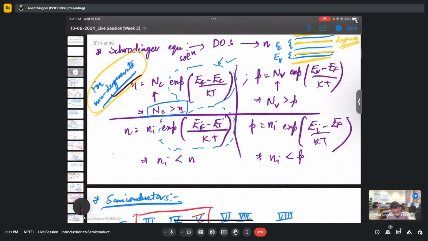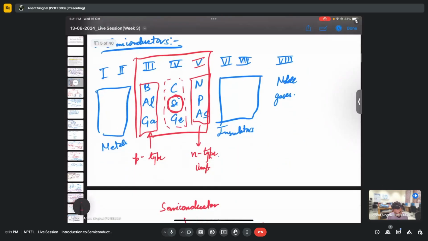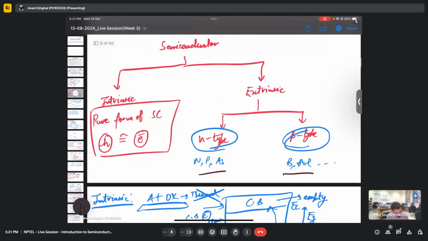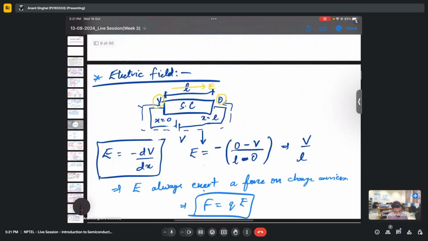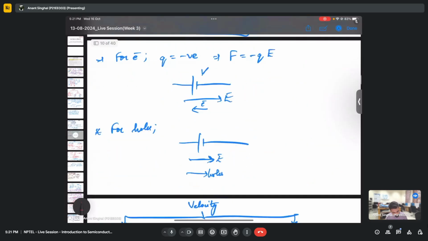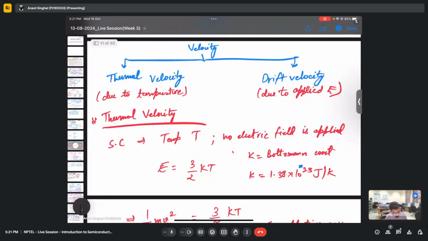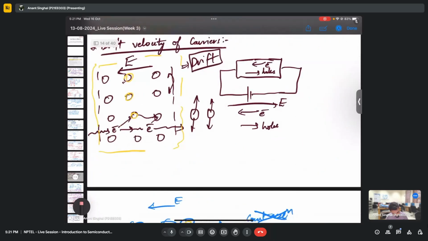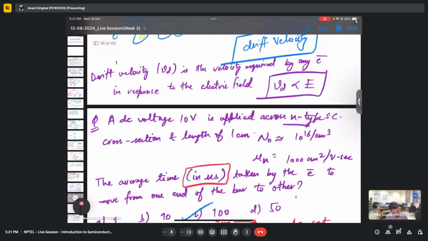These four formulas were started as a quick revision of the previous week, and then we went towards the doping, and then we went towards the two components. One was due to the electric field and one is due to the diffusion. Due to the electric field, we have a thing called drift velocity, which is due to the applied electric field, and we calculated all of it, and we got to know that we have a certain drift velocity which is proportional to this electric field.